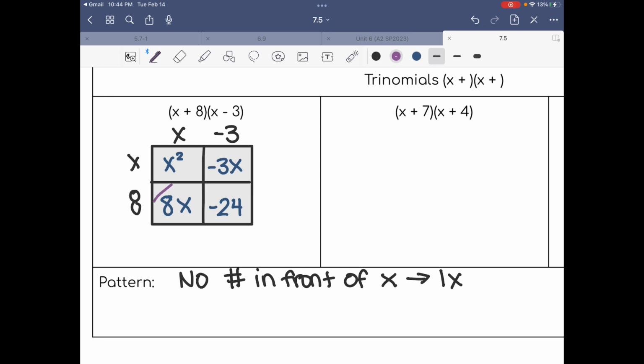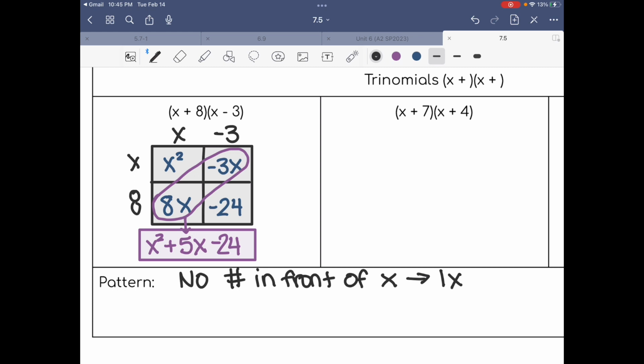Then I'm going to add the 2 in the middle like this. 8 plus negative 3 is 5. And the negative 24 stays at the end, and the x squared stays in the beginning. And that's your answer.